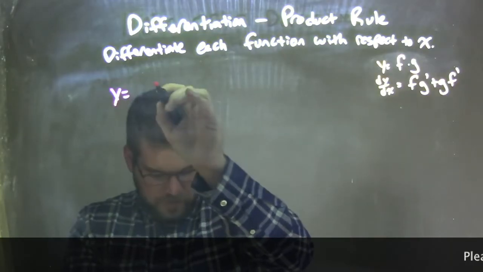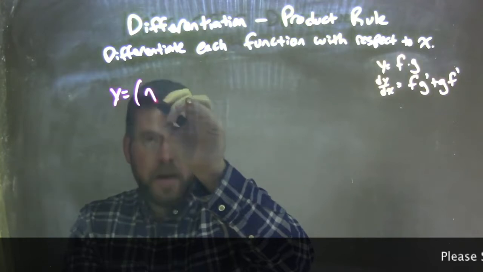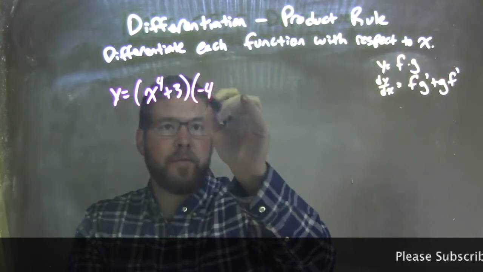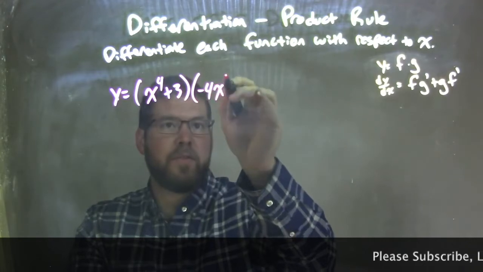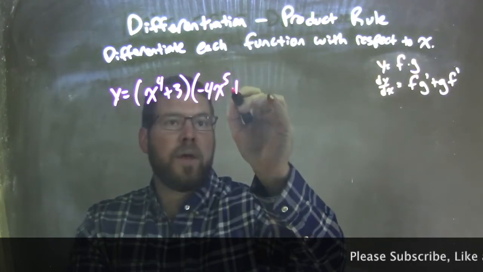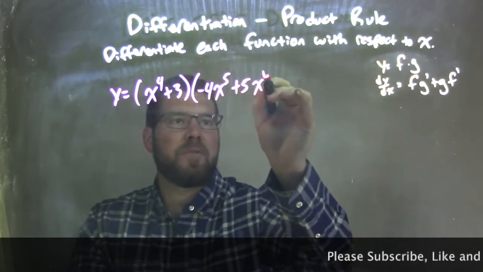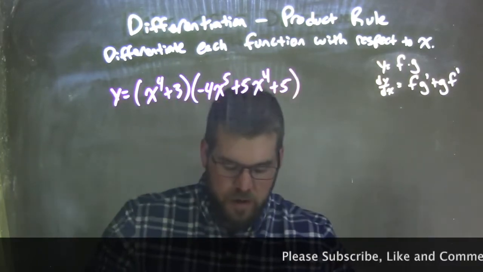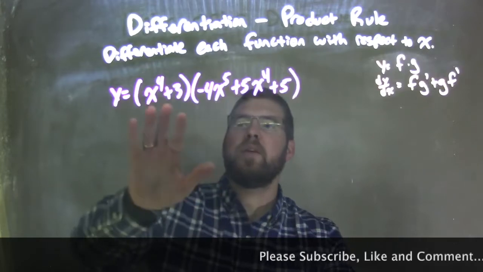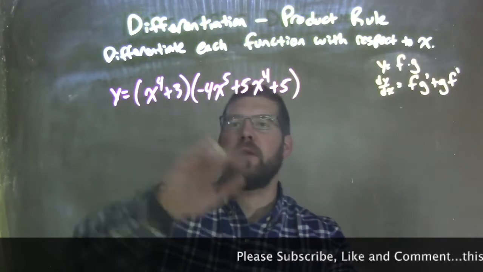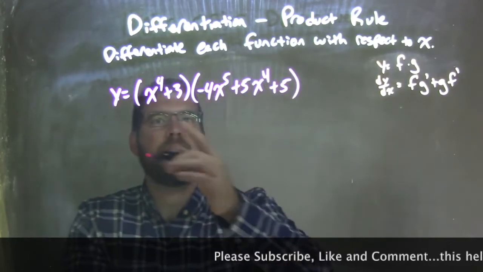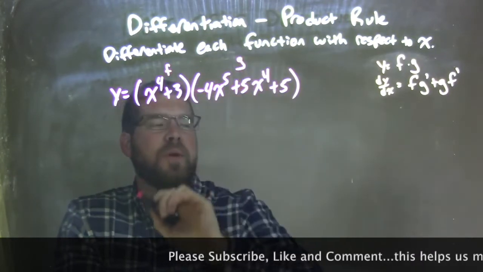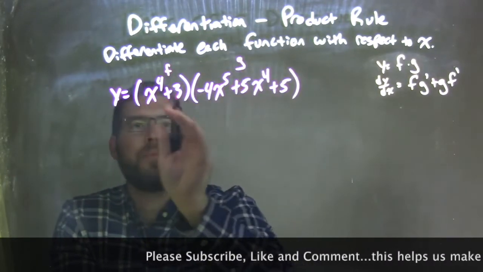y equals, parentheses, x to the fourth plus 3, times a negative 4, in second parentheses, x to the fifth plus 5x to the fourth plus 5. Okay? Well, my first thing I want to do is I notice that there's two parentheses here, two functions. So I'm going to label them f and g so that I can apply the product rule. And there's multiplication, so now we can apply the product rule between the two.